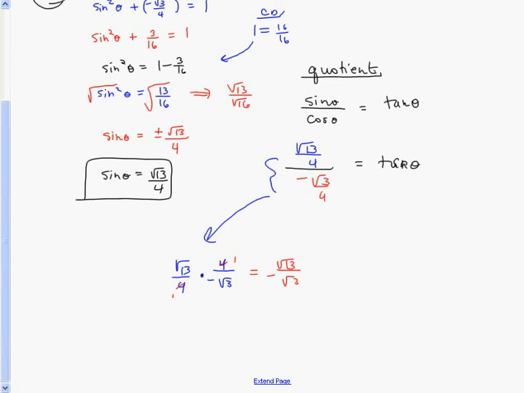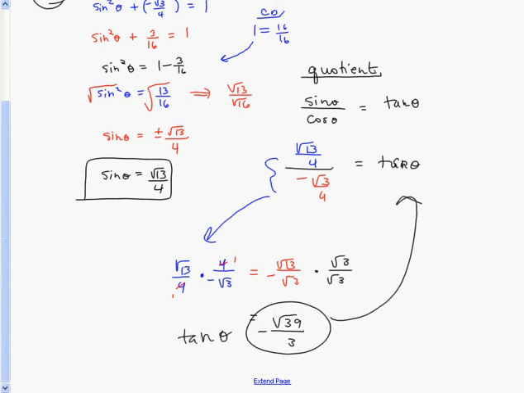I need to rationalize this. Square root of 3 on bottom and square root of 3 on top. That is going to give me the square root of 39 on top and 3 on bottom with a negative. And I think that is going to be it. This is tangent of theta. So I can just write tangent of theta is this.